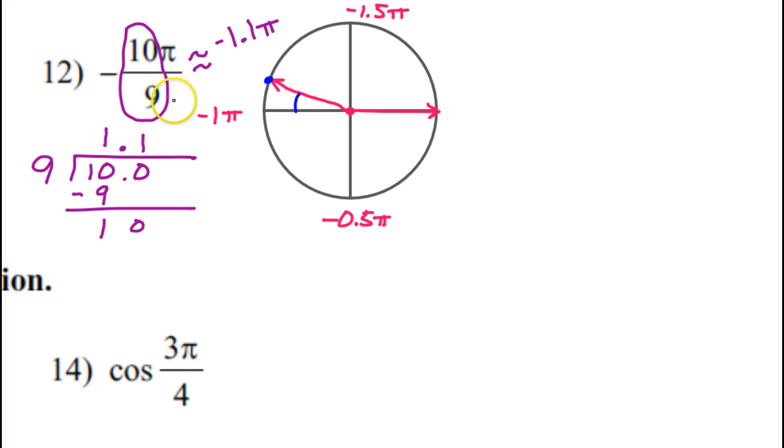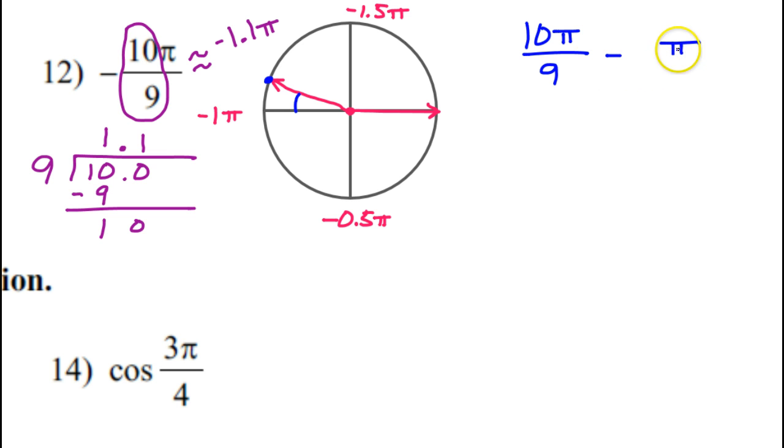So we need to know what's the difference between these two. How far apart are negative 10 pi over 9 and negative 1 pi? So basically we need to subtract those two to find out how far apart they are. So when I do the subtraction, I really don't need to pay attention to the negative signs. All right, I just want to know how far apart they are. So I'm going to do 10 pi over 9 minus pi.